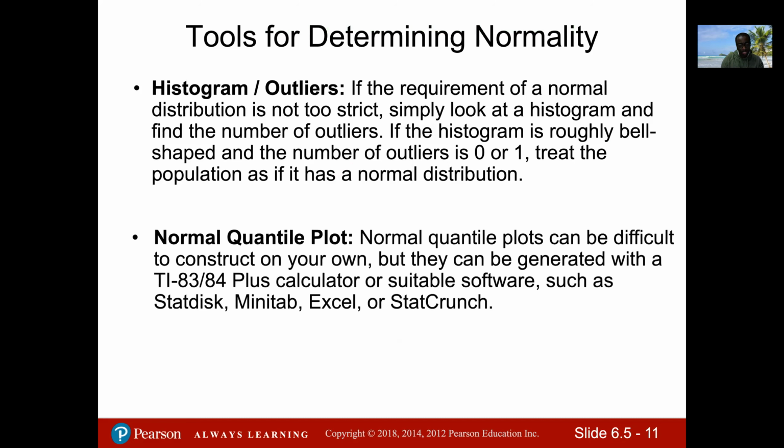Then you can use the QQ plot. That's what StatCrunch calls it. The normal quantile plot is a QQ plot, as I've mentioned in the past. The plots can be difficult to construct by hand, but they can be generated with a TI-83 or 84 Plus calculator or suitable software, like in this case StatCrunch, or Excel, Minitab, or StatDisk. These are all software that you can use to construct the QQ plot.